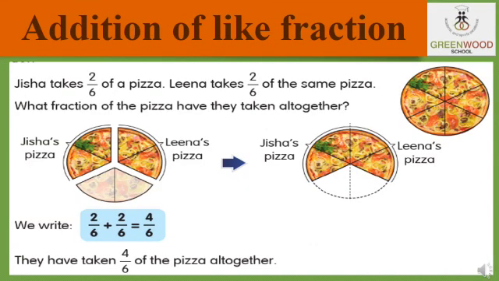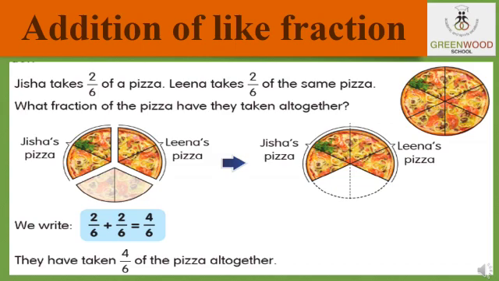Now the next topic is addition of like fractions. Jisha takes 2 by 6 of a pizza and Lena takes 2 by 6 of the same pizza. So what fraction of the pizza have they taken altogether? We write it as 2 by 6 plus 2 by 6. Over here, the whole pizza is divided in 6 parts, out of which Jisha takes 2 parts and Lena also takes 2 parts from the same pizza.